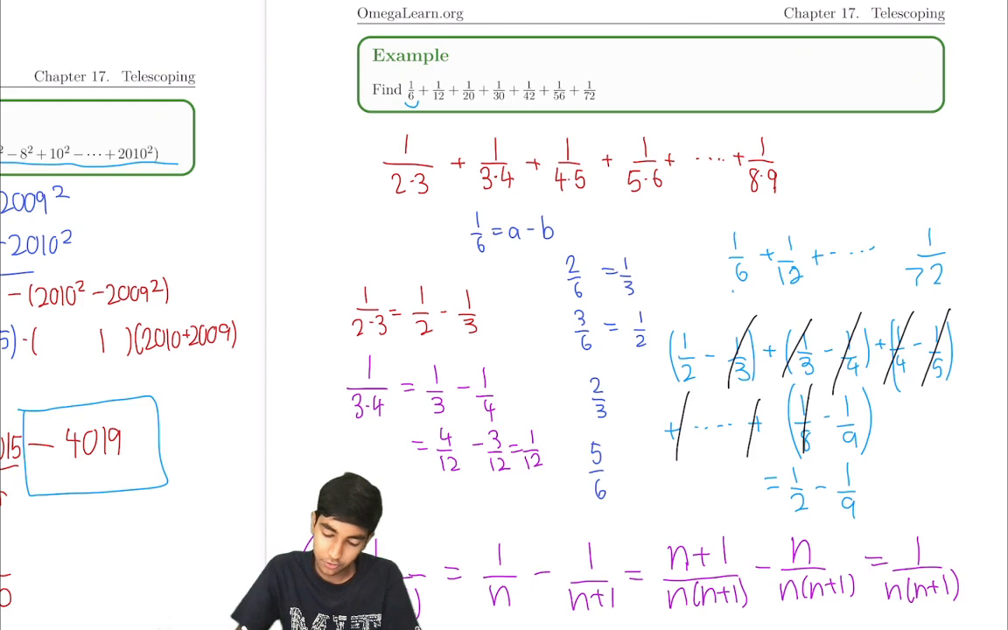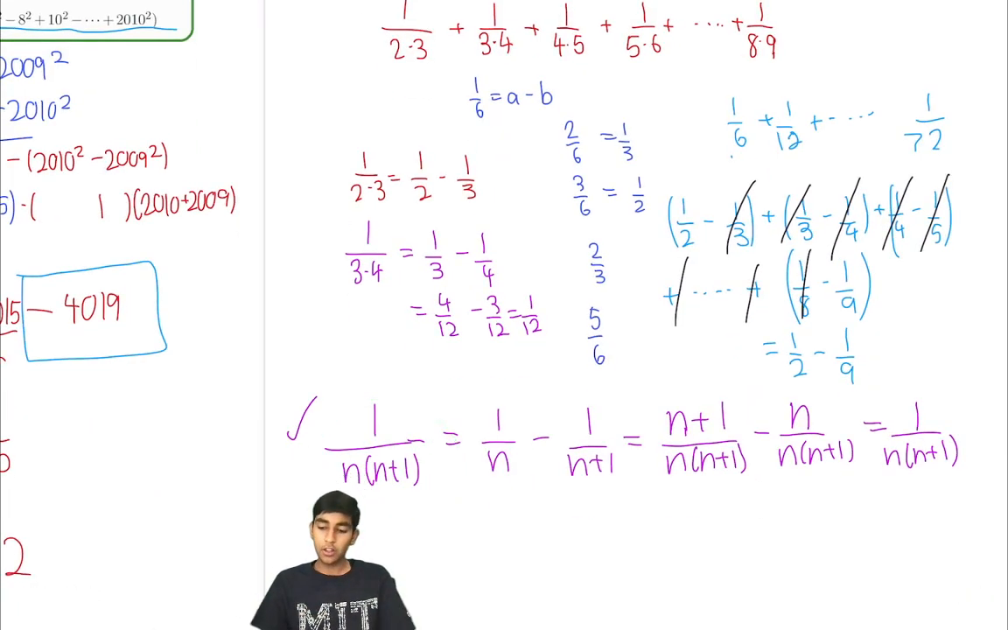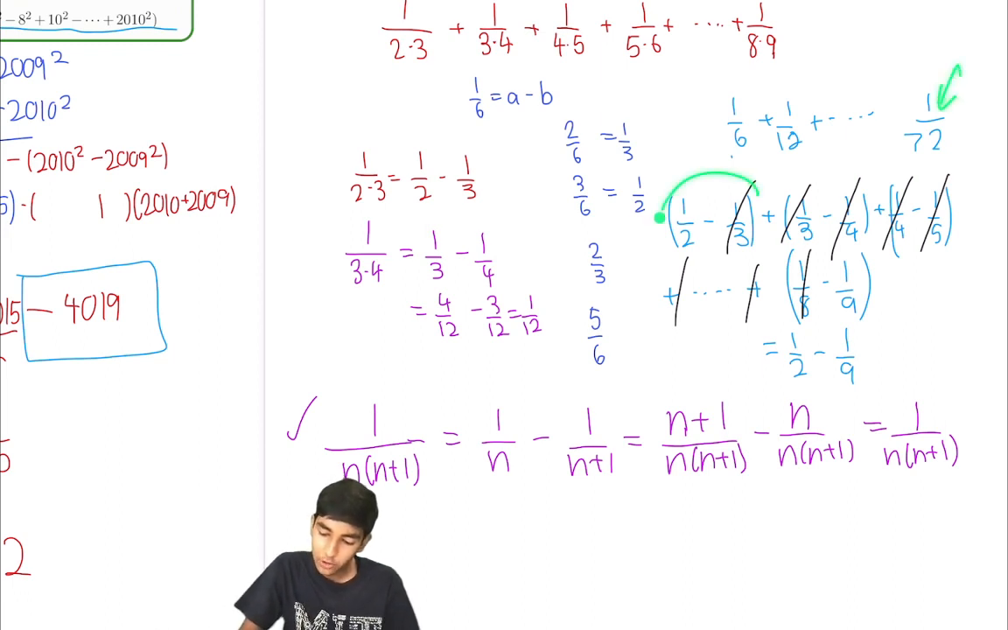Just to summarize, we found that 1 over n times n plus 1 is 1 over n minus 1 over n plus 1, which simplifies to 1 over n times n plus 1, right? And then we plugged it in over here to get this really neat telescoping, and now we're left with 1/2 minus a ninth. Isn't that brilliant? And now we can find a common denominator, which is 9 over 18th minus 2 over 18th, 7 over 18th.